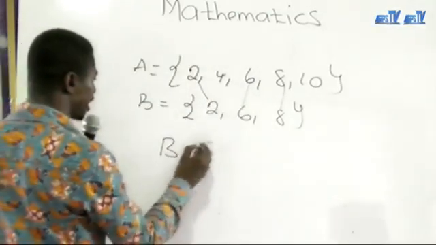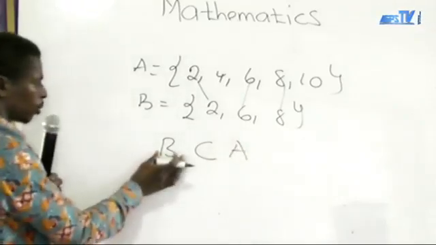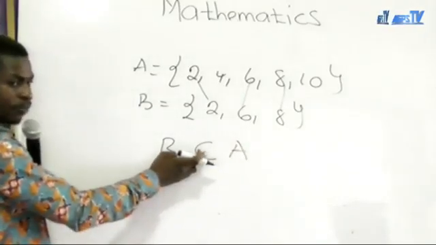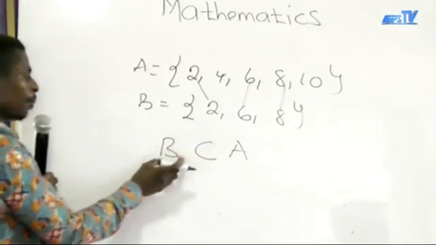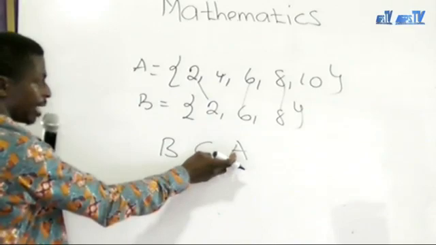B is a subset of set A. So the smaller B comes, then we have a symbol for subset. Please, this is not C. It's a symbol for subset. So we say B is a subset of A.